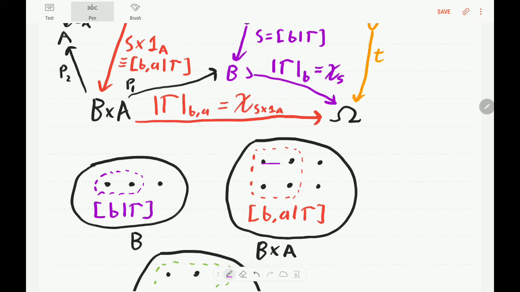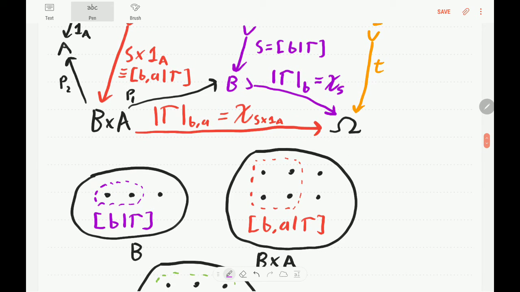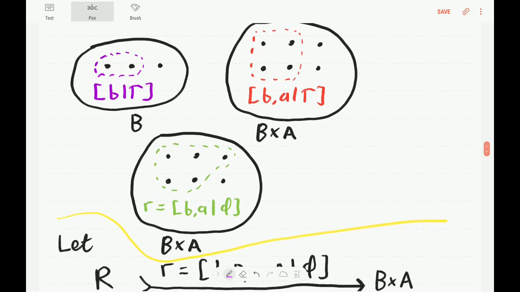Essentially, if we take this subset and then do the Cartesian product of it with A, we get something that looks like this subset. Anyway, that's enough about the gammas. Now we want to understand the phi's.